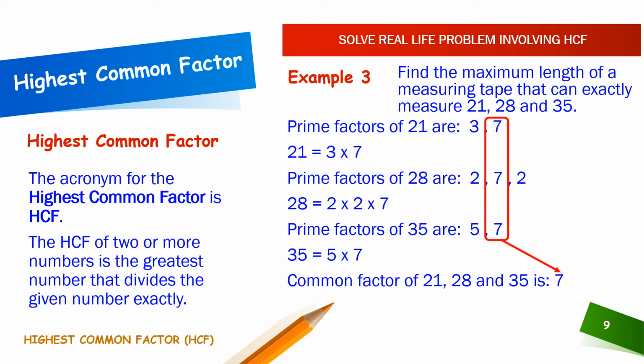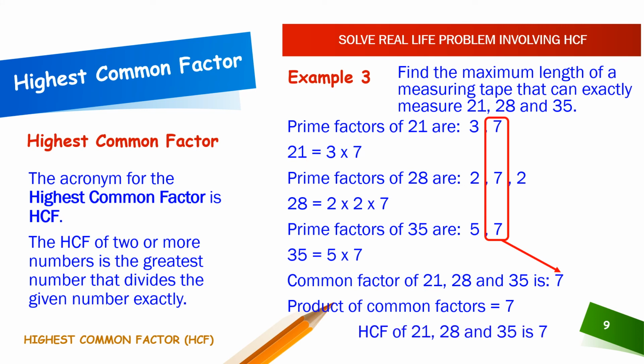Therefore, the common factor of 21, 28 and 35 is 7. The product, of course, of the common factors is simply 7. And therefore, this is the highest common factor of 21, 28 and 35.